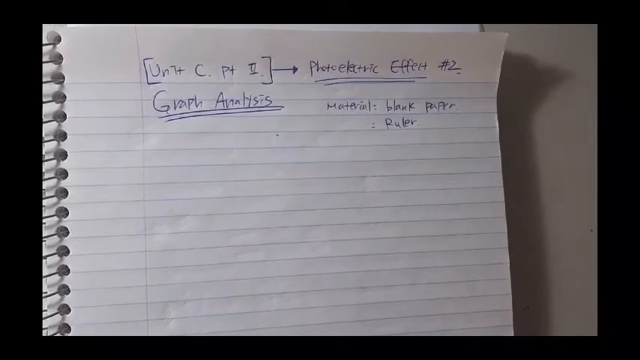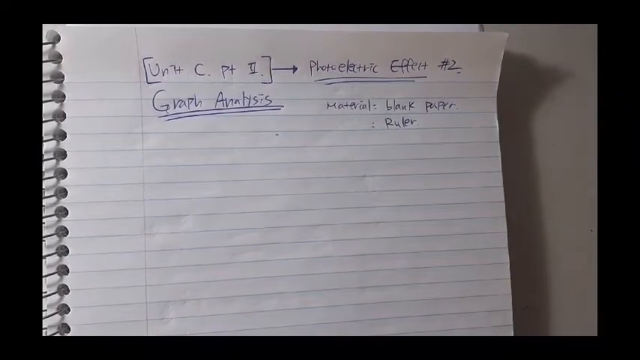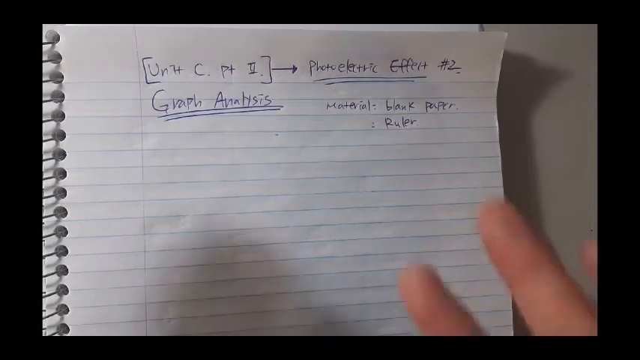Today's lesson is relatively shorter compared to the last lesson about the photoelectric effect. It is a little bit of recalling, and what I like to call this lesson is graph analysis of photoelectric effect. The material that you need is blank pieces of paper and a ruler, like what you see on the screen over here.